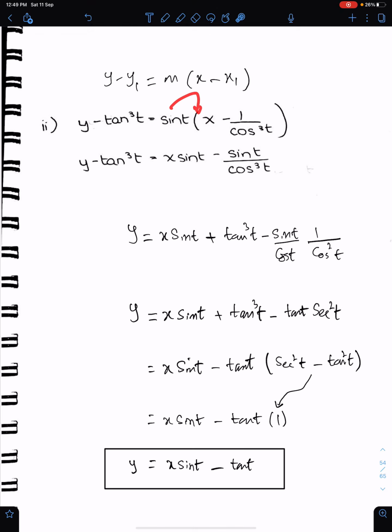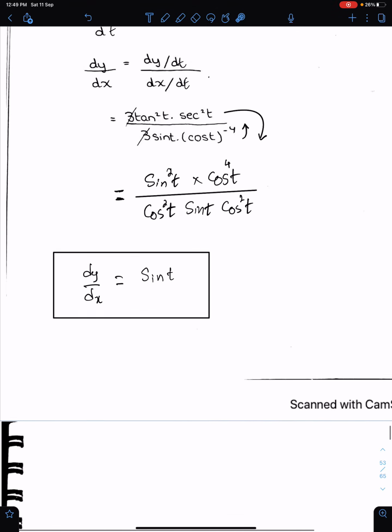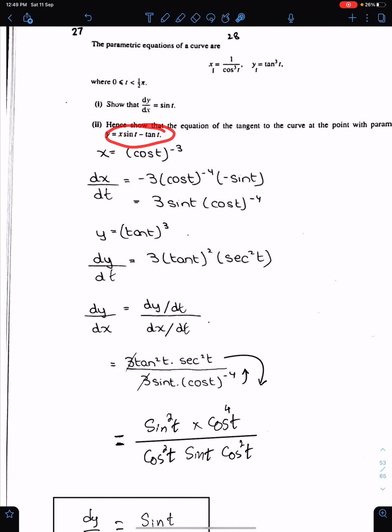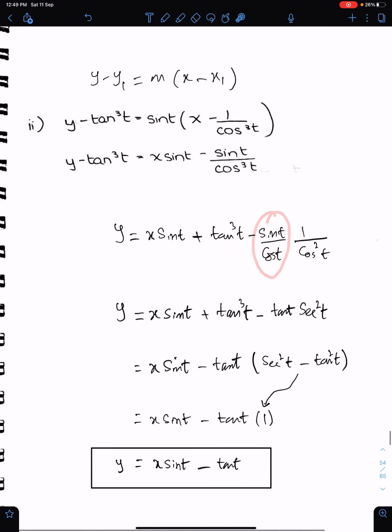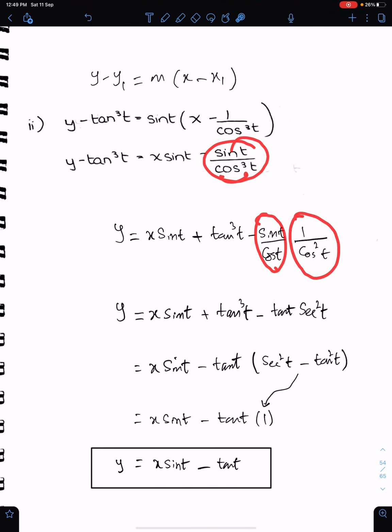Now multiply sine with both. When you will multiply sine with both, you'll get this thing. Now bring this tan on right hand side and write this in this way. Sine upon cos t and 1 upon cos square t. This in this way. Because we need tan here. Because we need our answer in the form of tan and sine. So first write this as this. Sine upon cos t and cos square t should be 1 upon cos square t.